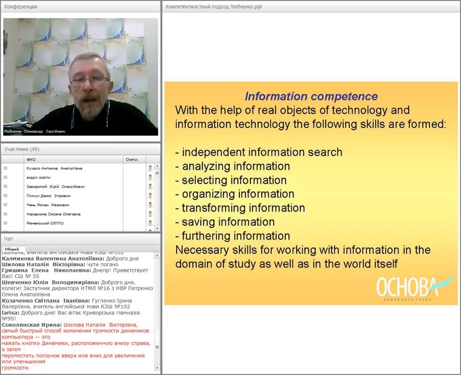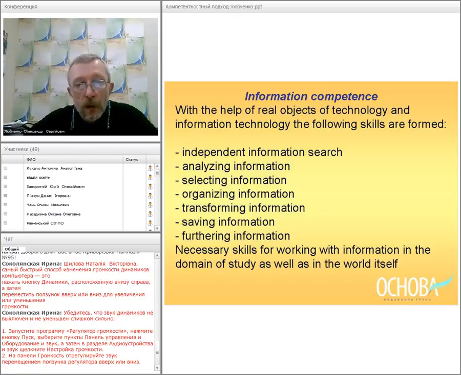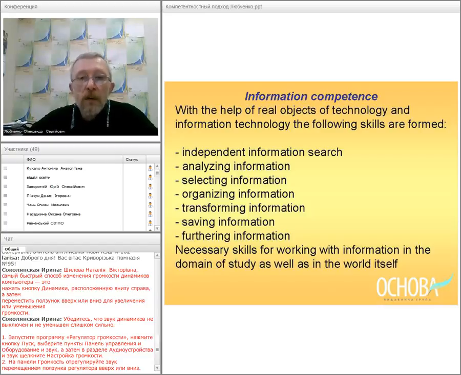If the information is the one that we need, then we have to select the information that we need for our particular goal. Organize it properly so that it will be easier to work with. Then we must be able to transform the information the way it will be easier for us to use or easier for someone to use. Next is furthering information, the information that we do not necessarily use ourselves, but we prepare it for someone else. And saving information, so keeping it stored somewhere.